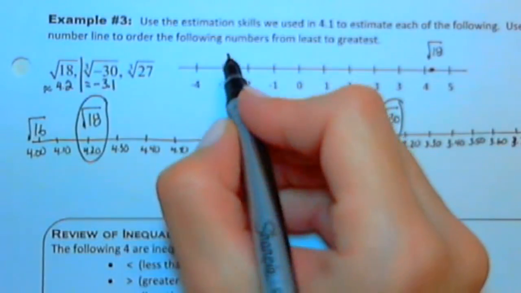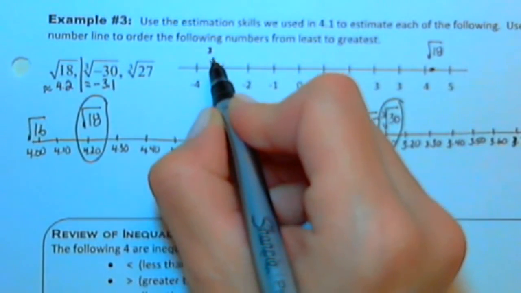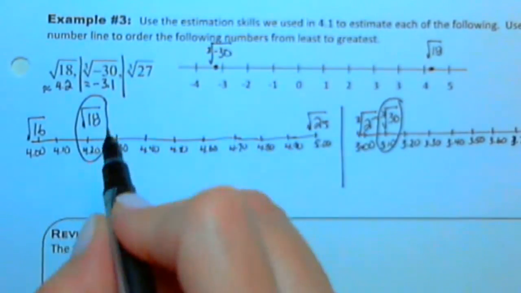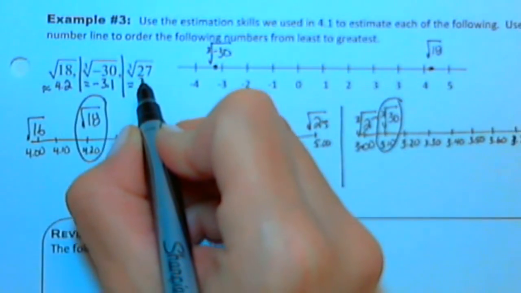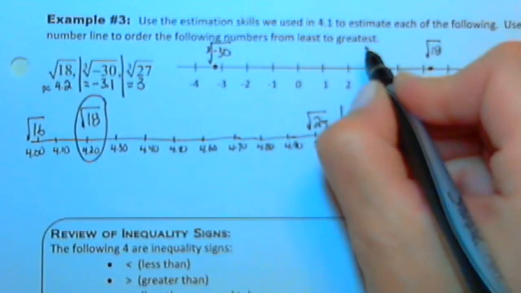So going up to my number line, -3.1 is right about there, the cube root of -30. And then the cube root of 27, well, that's perfectly on my list, and that is exactly 3, which goes right here.